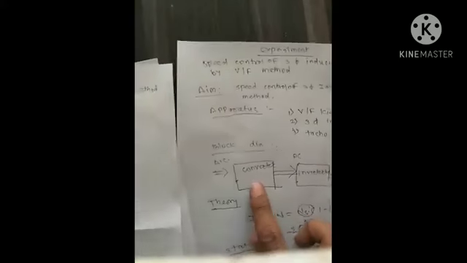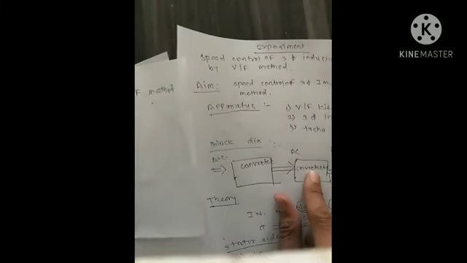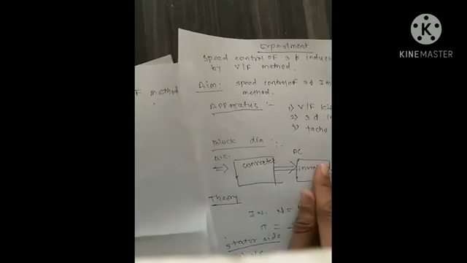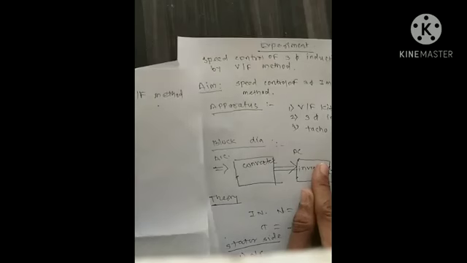Here the converter and inverter are used to convert AC to DC and DC to AC. The V by F ratio is maintained constant, and smooth speed control is possible. So I did the experiment and took some readings.